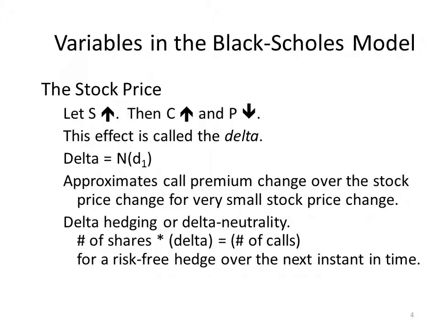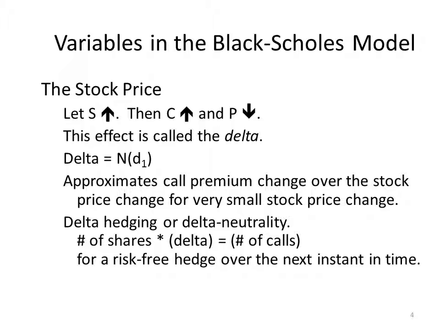Let's turn now to our application of delta. Let S be the underlying security price and consider what happens when it increases. Then C, the call premium associated with that, would similarly increase. And conversely, P, the put premium of a put associated with that underlying security, would decrease. This effect is known as the delta.